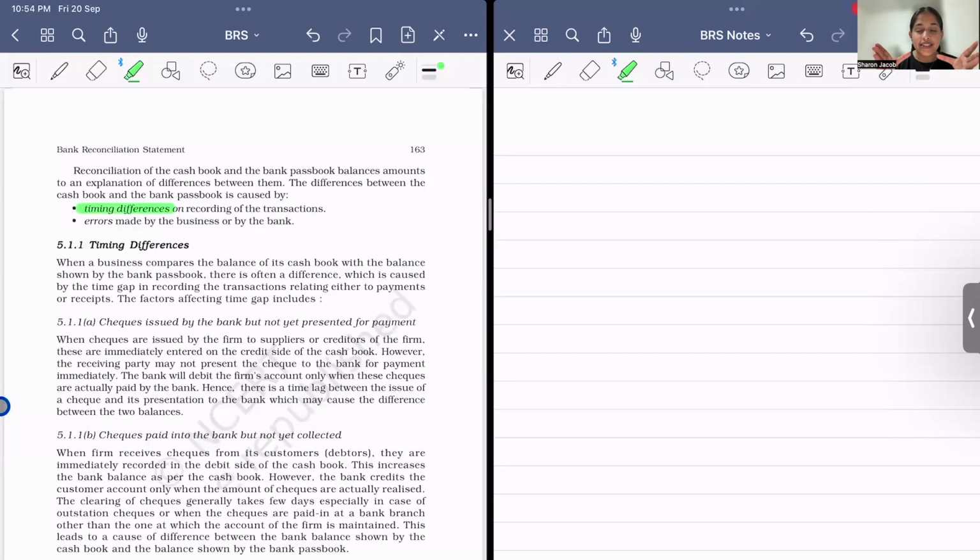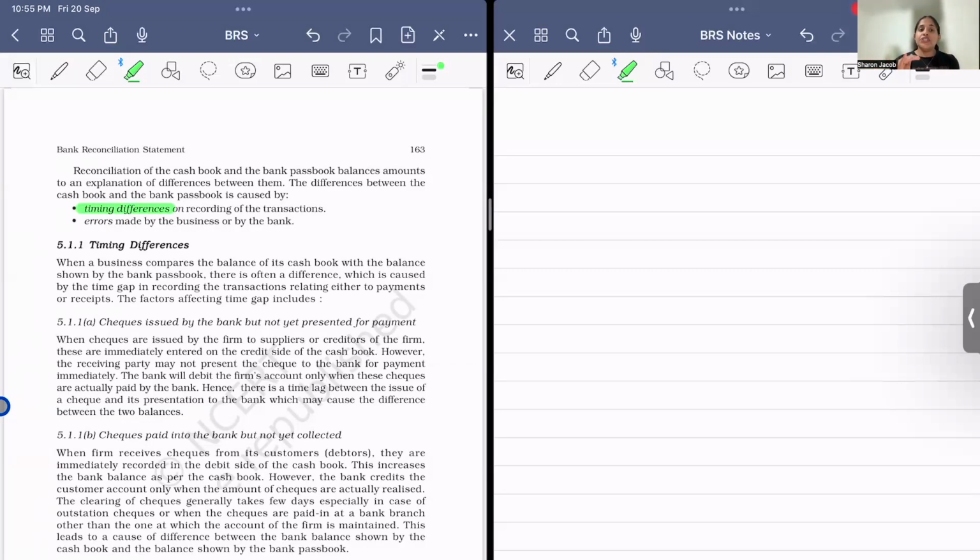Basically, you need a bank statement or a passbook copy from the bank. Then you take your latest cash book balance and the copy of the bank statement, and you keep both and see if there are differences, and if there are differences, where are the differences coming from, right? So timing differences. It is just a time gap in recording the transactions relating to either payments or receipts. You have recorded it in one place, but it has not yet been reflected in the other place. So we look at examples.